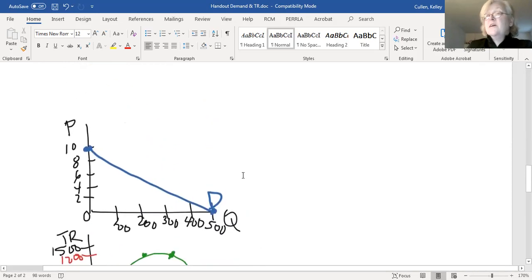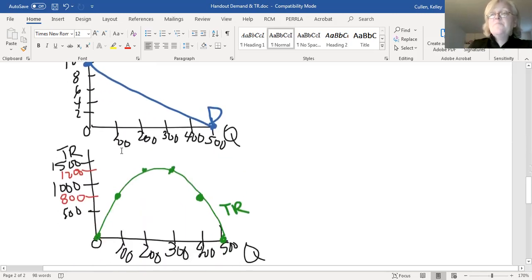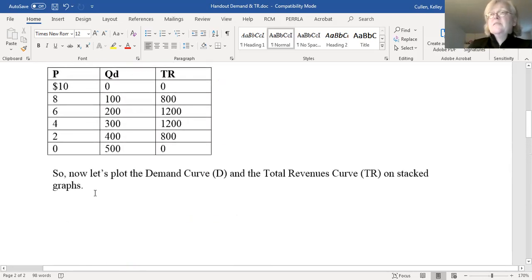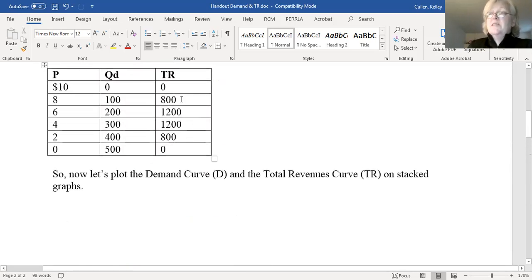Obviously, since we've already done the demand curve in the previous lecture, price is always on the vertical for our demand curves, and it goes 0 to 4, 6, 8, 10. On the total revenues, it goes 0 to 1,200. I did the black intervals. I always set my axes first. So I just went 0, 500, 1,000, 1,500, and I added the 800 and the 1,200 because those are the numbers I'm going to need.